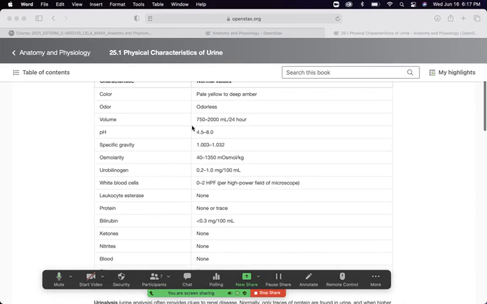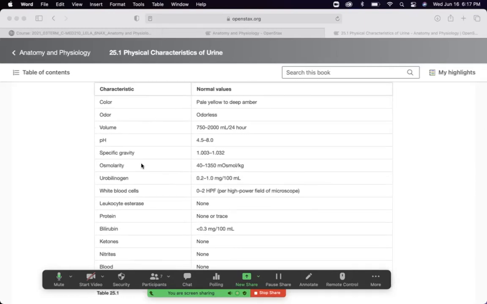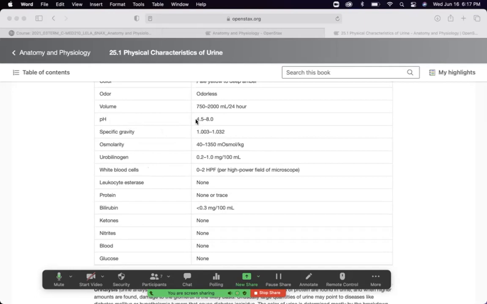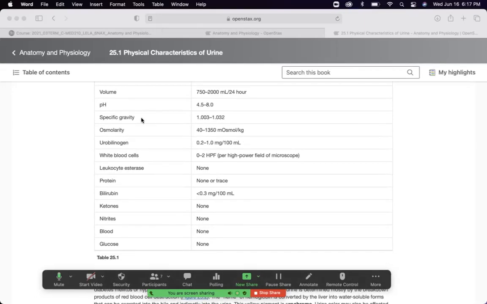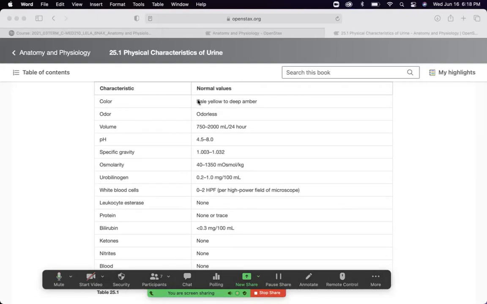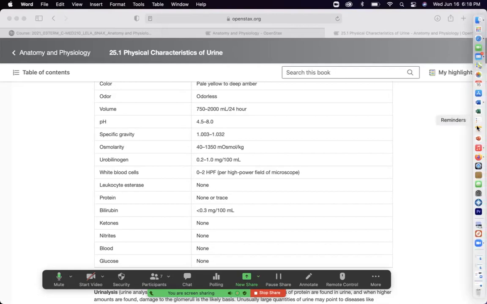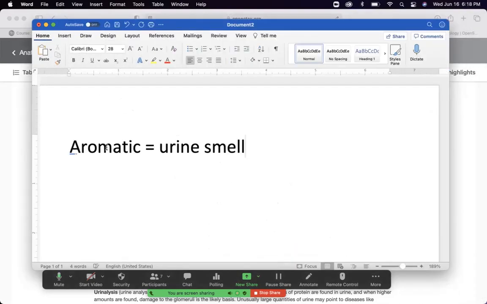So this is a wonderful chart on what normal urine looks like. I could ask you, what would be the normal color? What's the normal pH? You could be slightly acidic, slightly basic. Specific gravity. And you don't have to memorize the numbers. Just know that you shouldn't see proteins, bilirubin, ketones, nitrites, blood, or glucose. You should see very little white blood cells or leukocyte esterase. The osmolarity and specific gravity should be very mild and very close to water. Okay? And remember, the normal odor for urine is urine smell, which is aromatic. The word aromatic.